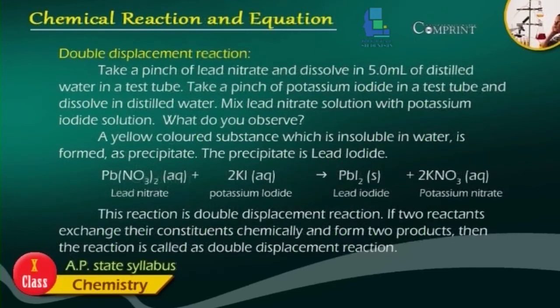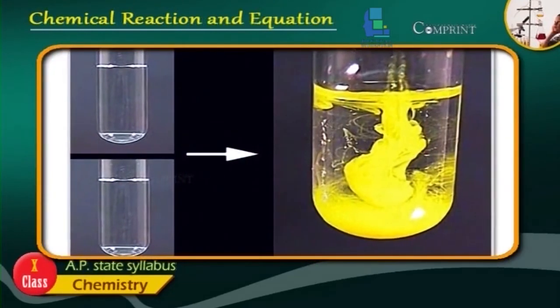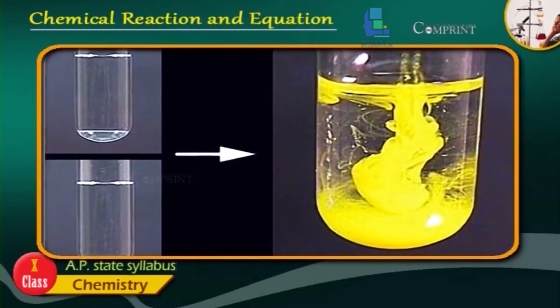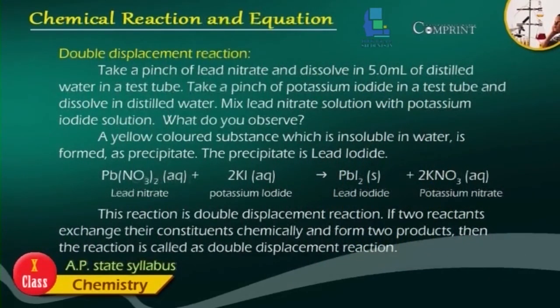Double displacement reaction. Take a pinch of lead nitrate and dissolve it in 5.0 ml of distilled water in a test tube. Take a pinch of potassium iodide in a test tube and dissolve it in distilled water. Mix the lead nitrate solution with the potassium iodide solution. What do you observe? A yellow colored substance which is insoluble in water is formed as a precipitate. The precipitate is lead iodide.